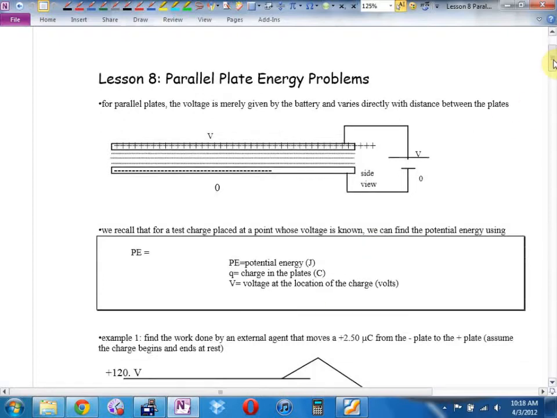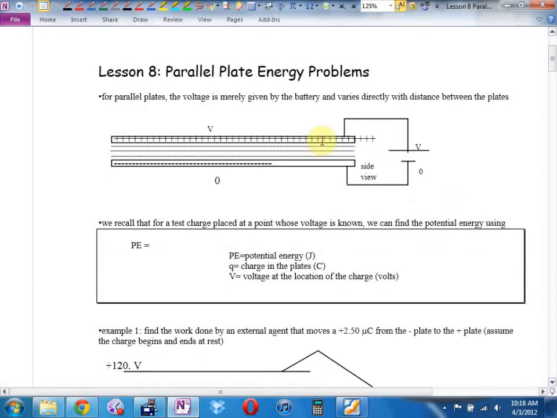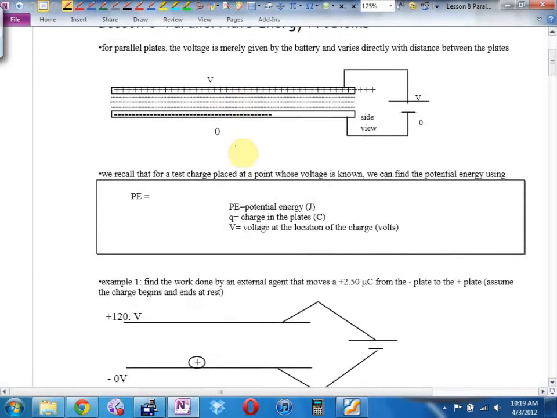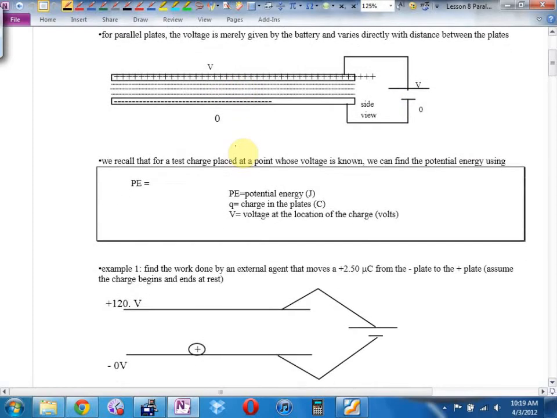For parallel plates, this lovely little setup here, the voltage is given by the battery. You want more volts, hook up a different size battery. And it varies directly with the distance between the plates. And recall that for a test charge placed at a point whose voltage is known, we can find the potential energy by going QV.